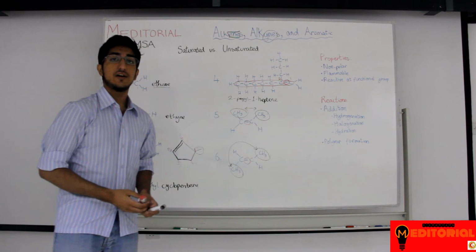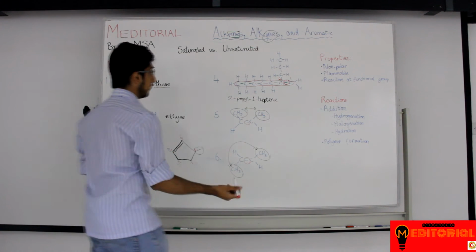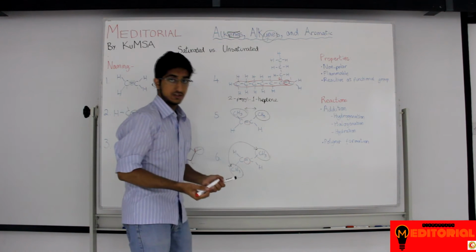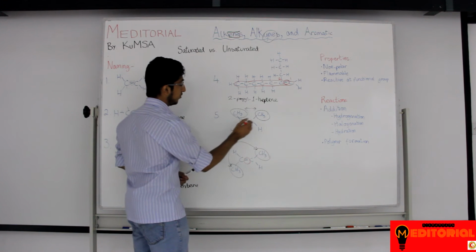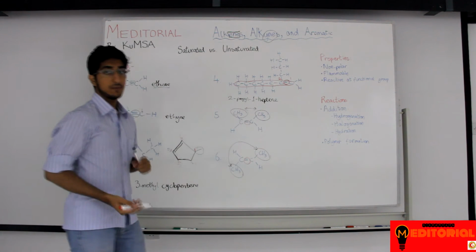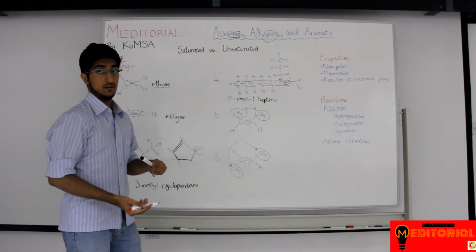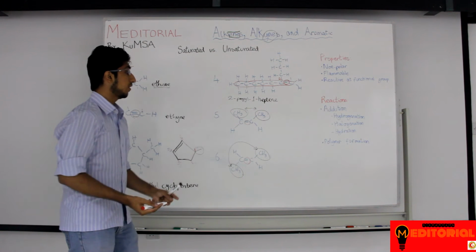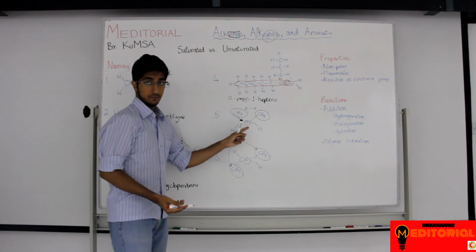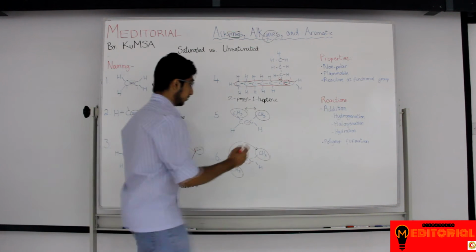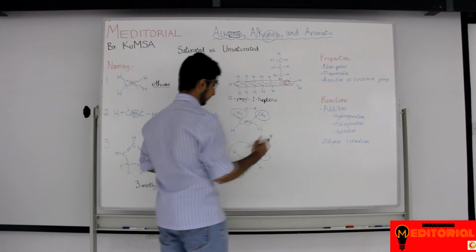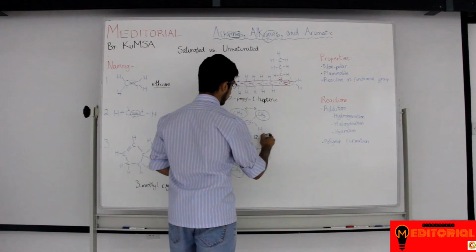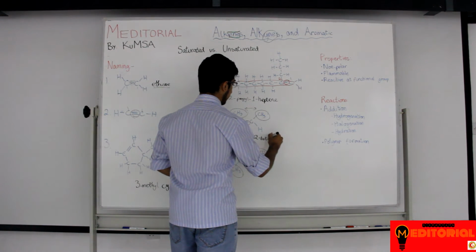How can I put this in my name? Well, firstly, I have to see the longest carbon chain. This is 1, 2, 3, 4. This is a 4 carbon chain, so this is butene. I know that. And the double bond is at position number 2, so this is 2-butene. So let me write that down. 2-butene.